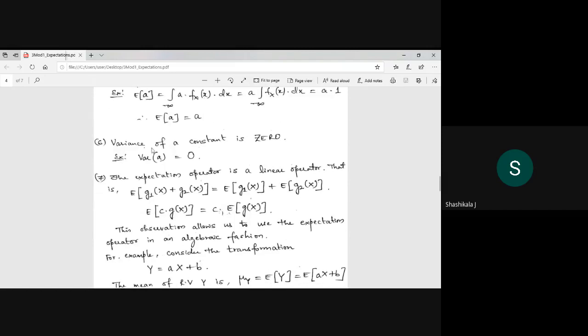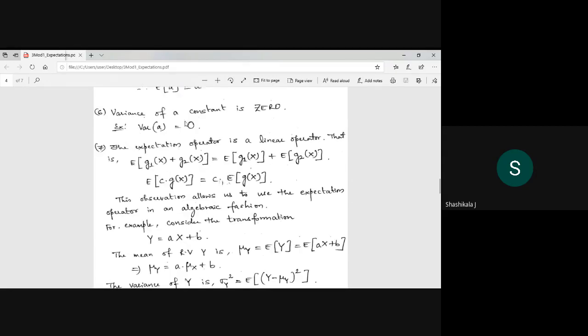And the variance of a constant is 0. Variance of a constant is 0, because we are not comparing this with any mean value. Okay, so the variance of a constant is 0.